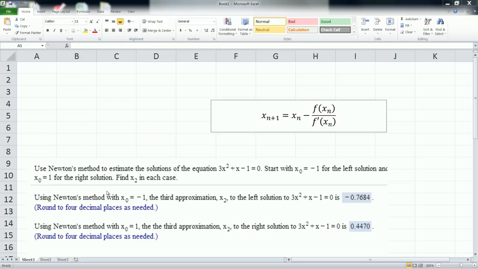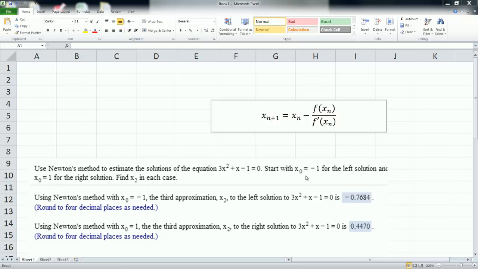Alright, this is going to show how to use Newton's method in Excel to make it a little bit easier. It says use Newton's method to estimate the solutions of the equation 3x squared plus x minus 1. Start with x sub 0 equals negative 1 for the left solution and x sub 0 equals positive 1 for the right solution. Find x sub 2 in each case.